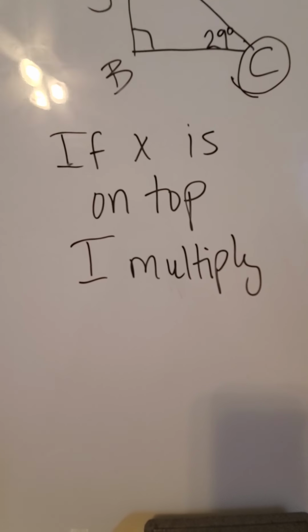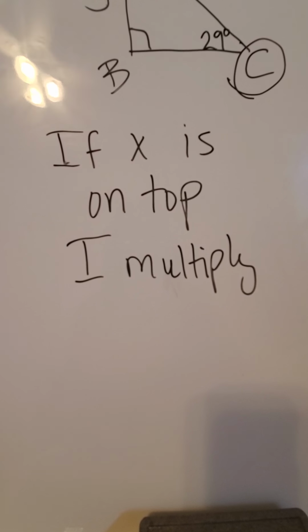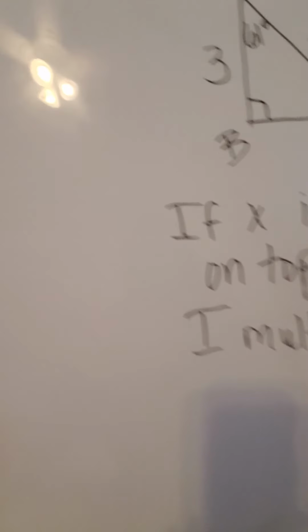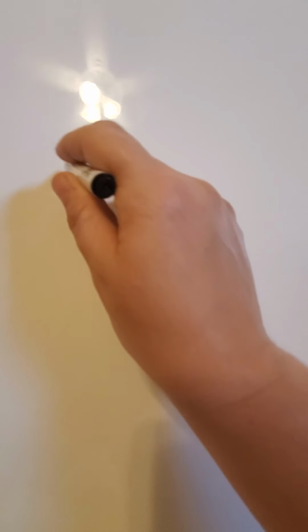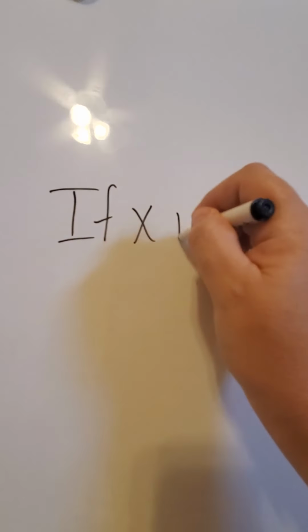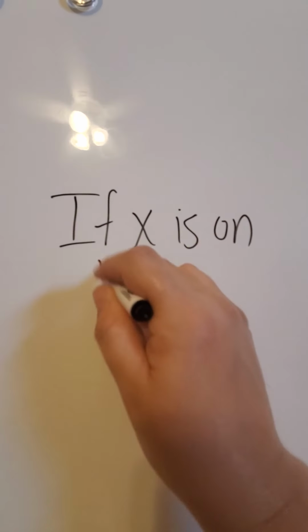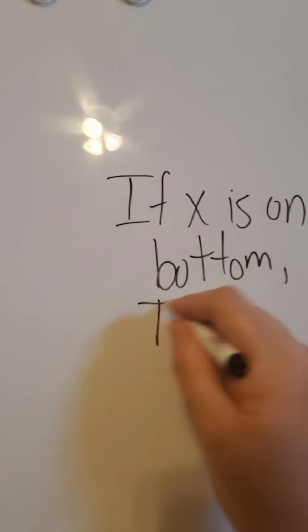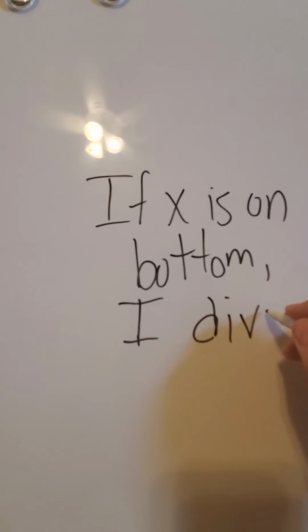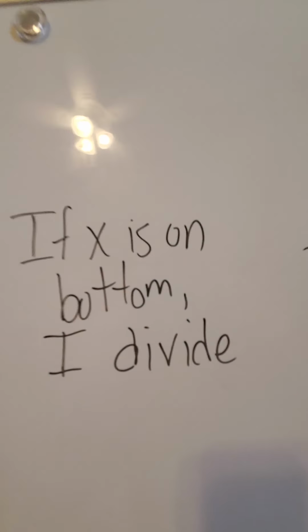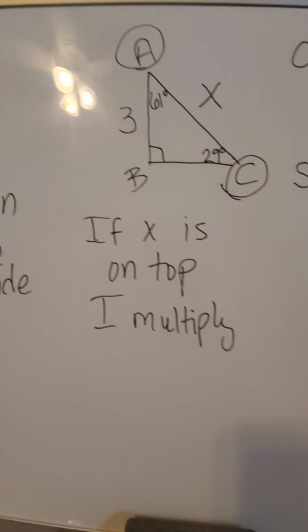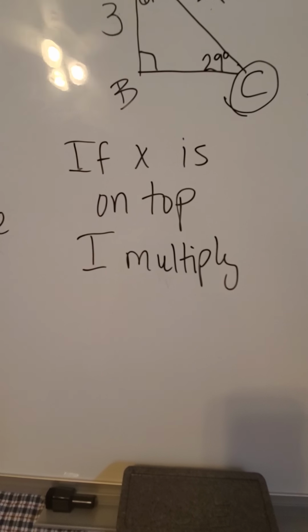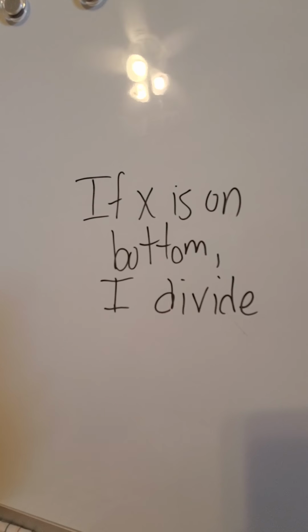So if x is on top, I multiply. All right. And then if x is on bottom, I divide. And this will make sense as we practice this. You ready? So if x is on top, I multiply. If x is on bottom, I divide.